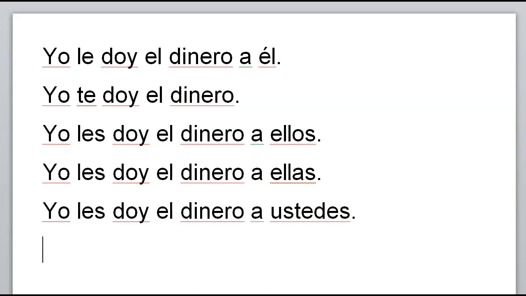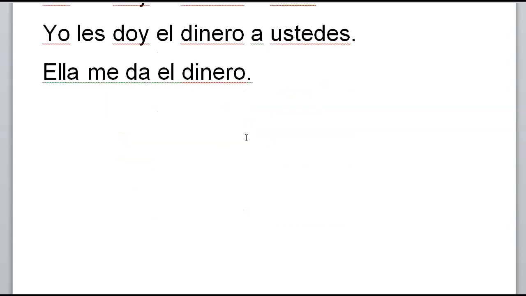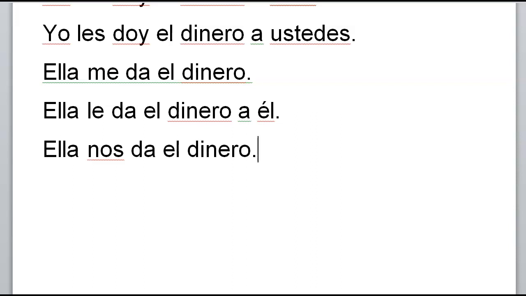How about she gives the money to me? Ella me da el dinero. So maybe you're on a roll here, and we can come up with examples more quickly. Ella me da el dinero. She gives him the money. Ella le da el dinero a él. She gives the money to us. She gives us the money. Ella nos da el dinero.